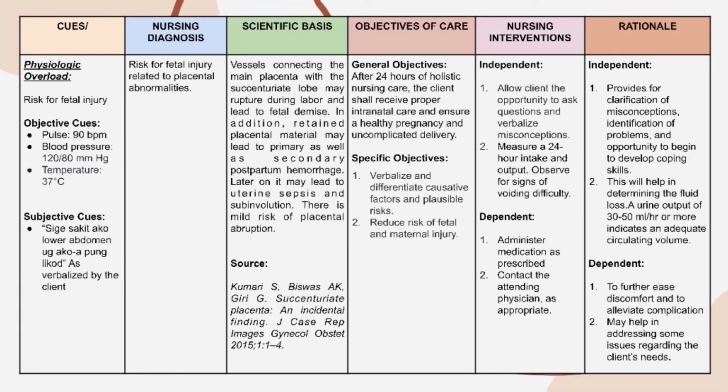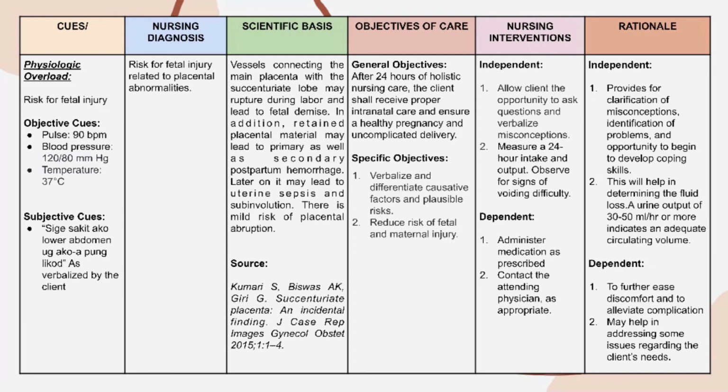Moving on with the rationale, let's first start with the independent. First, provides for clarification of misconceptions, identification of problems, and opportunity to begin to develop coping skills. Second, this will help in determining the fluid loss. A urine output of 30 to 50 ml per hour or more indicates an adequate circulating volume.